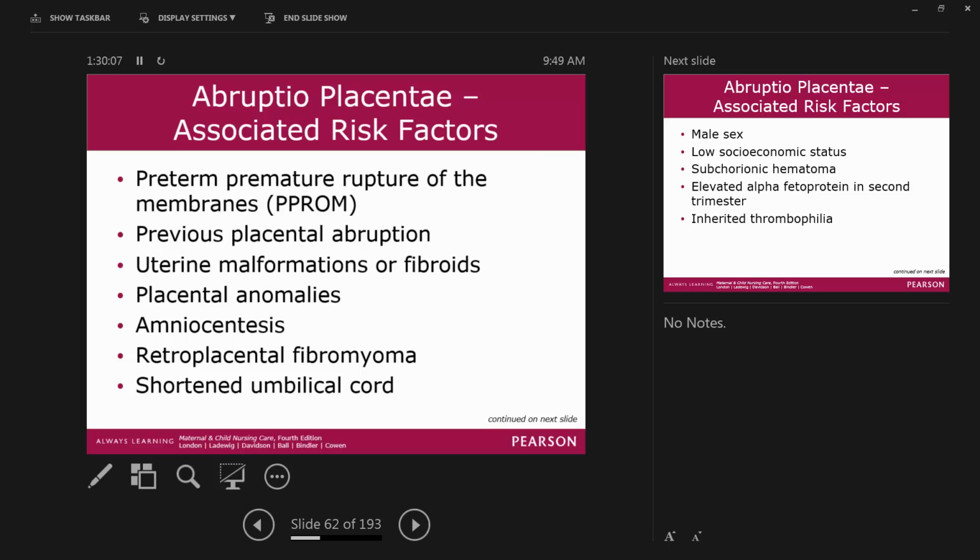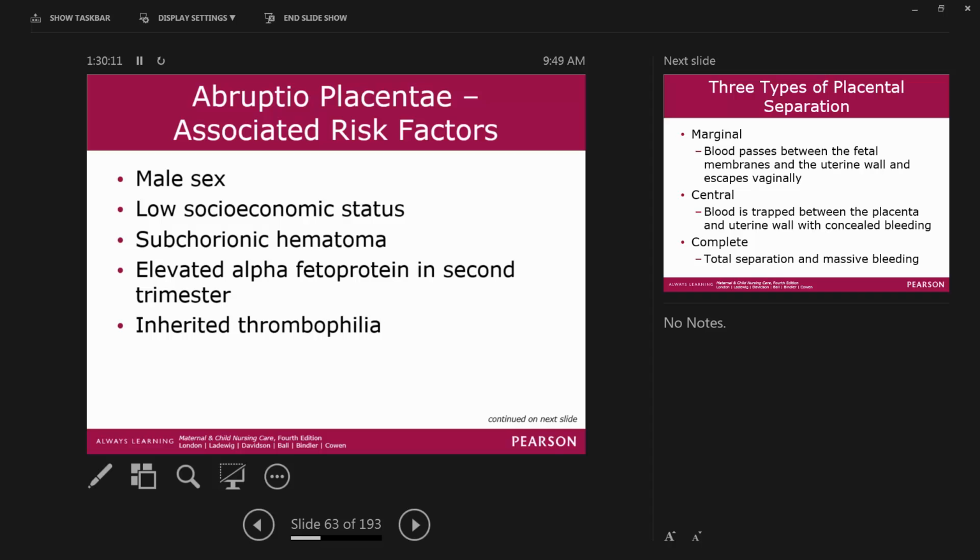Here's some more deals, okay? Male sex. It's for both of them. Boys are just problems, okay? They're a problem in utero and they're a problem out of utero forever. No, I'm teasing. You guys are great.